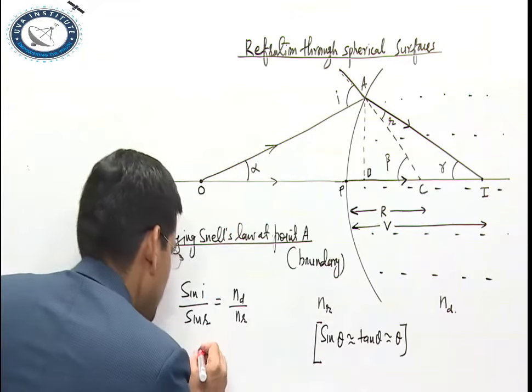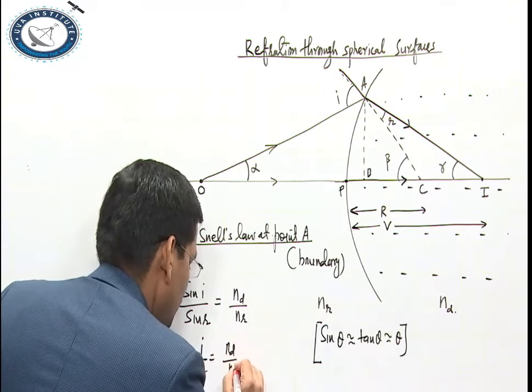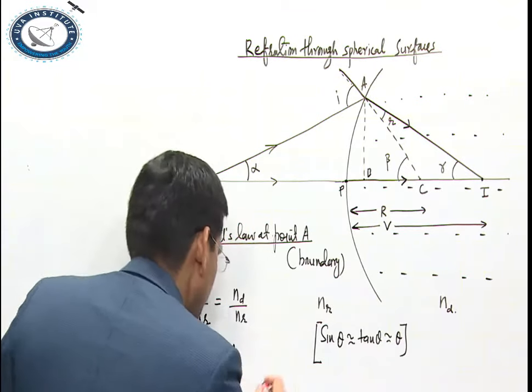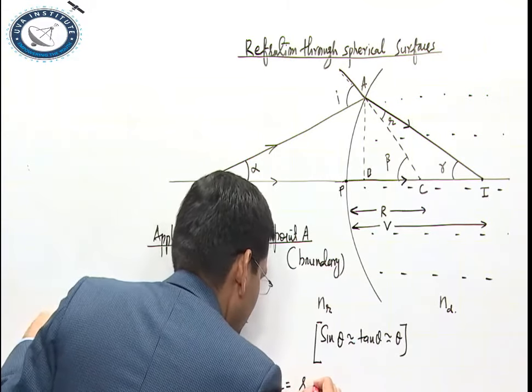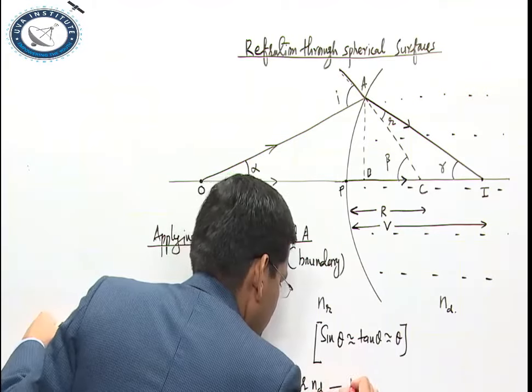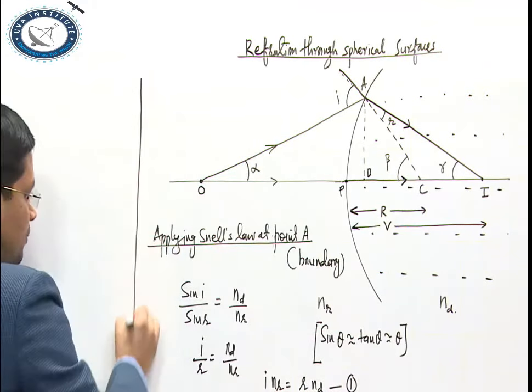So therefore this equation can be written as i by r is equal to Nd by Nr, and if I cross multiply this, I will write i into Nr is equal to r into Nd, and I will make this equation number 1, which will be used after some time.